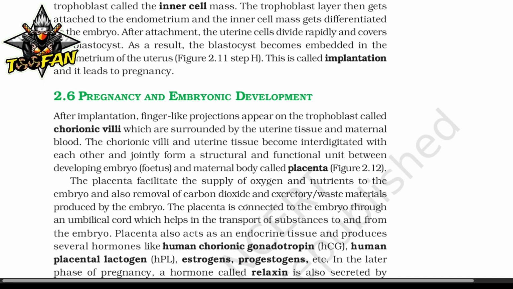Pregnancy and embryonic development. After implantation, finger-like projections appear on the trophoblast called chorionic villi, which are surrounded by the uterine tissue and maternal blood. The chorionic villi and the uterine tissue become integrated with each other and jointly form a structural and functional unit between the developing embryo, fetus, and maternal body, called the placenta. The placenta facilitates the supply of oxygen and nutrients to the embryo and also the removal of carbon dioxide and excretory waste material produced by the embryo.